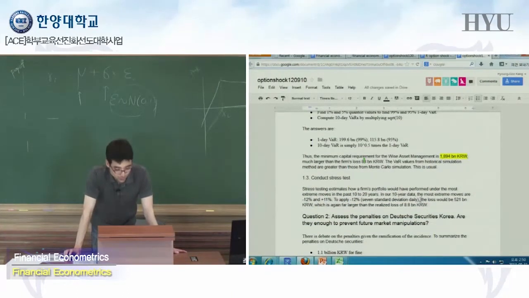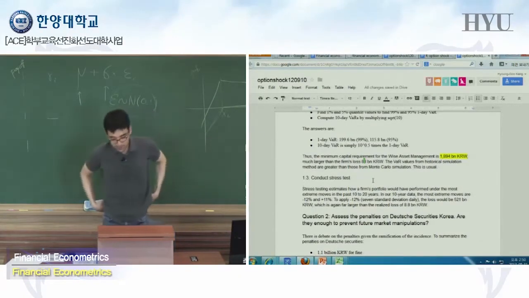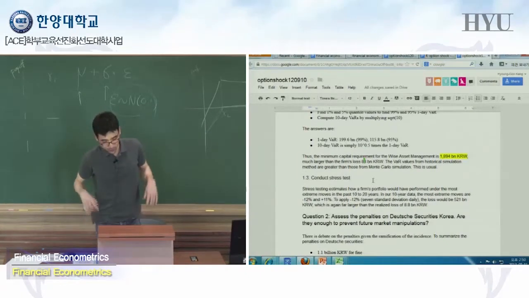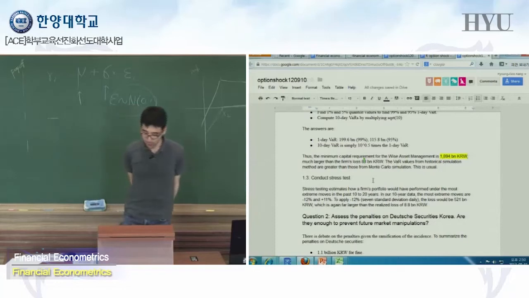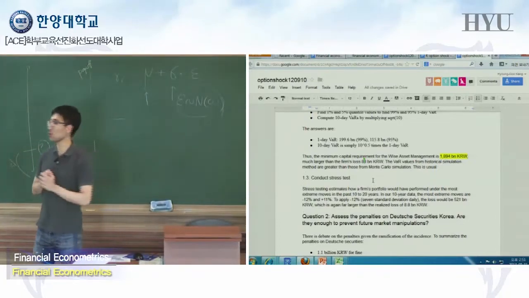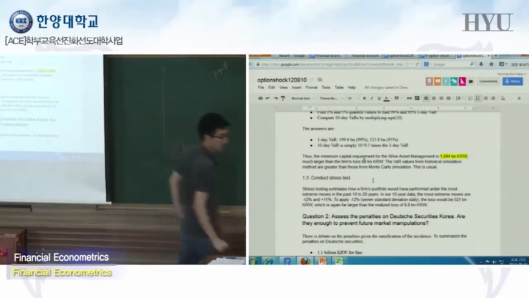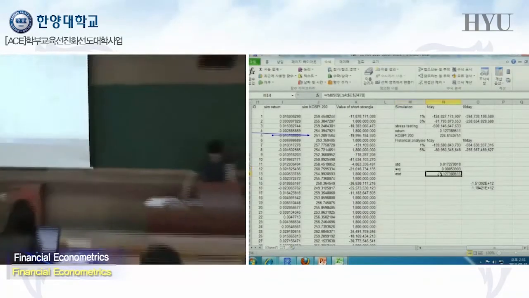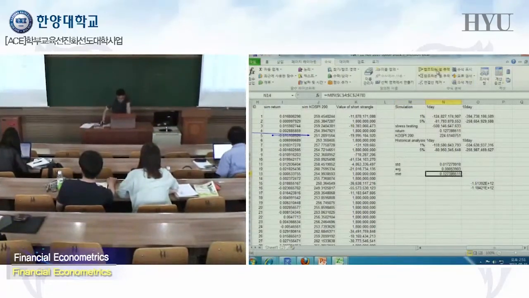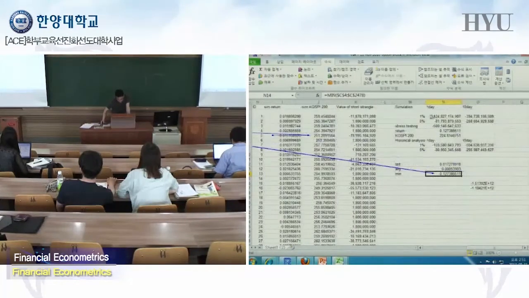And then there is also something called the stress test. Stress testing estimates how a firm's portfolio would have performed under the most extreme moves in the past 10 to 20 years. So in the stress test, we are assuming the worst case scenario. Of course, the worst case scenario is the minimum return over the last 10 days. I can calculate the minimum of the possible 10-day returns using the minimum function.